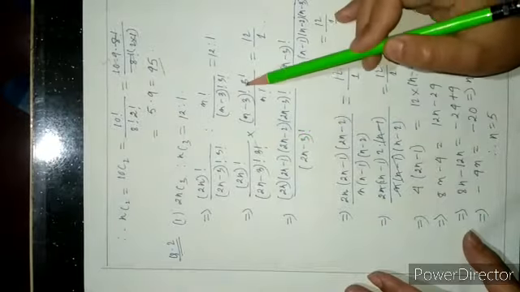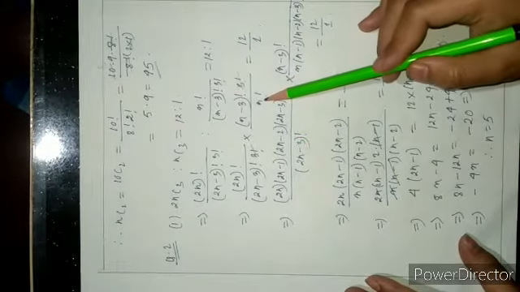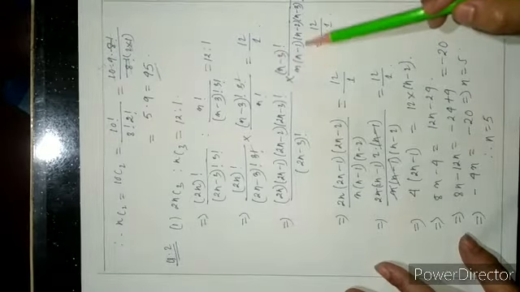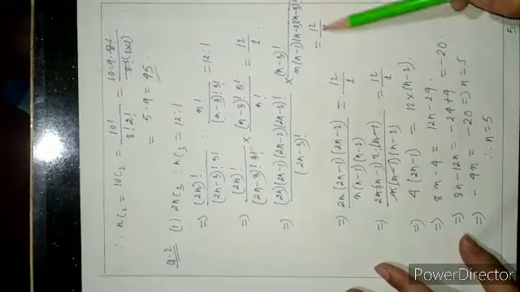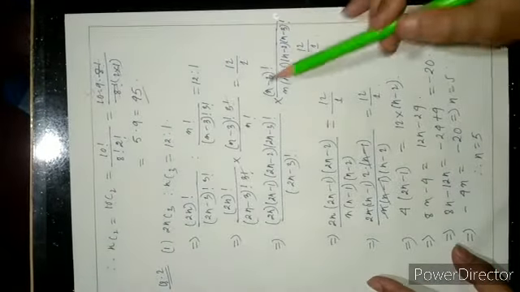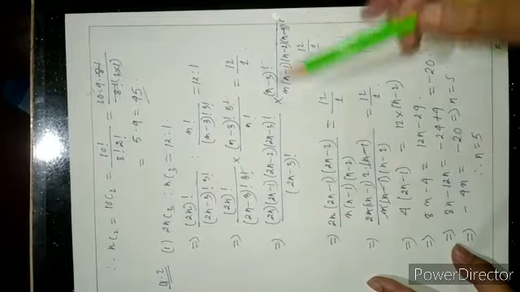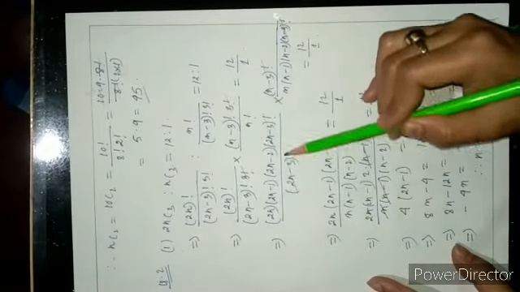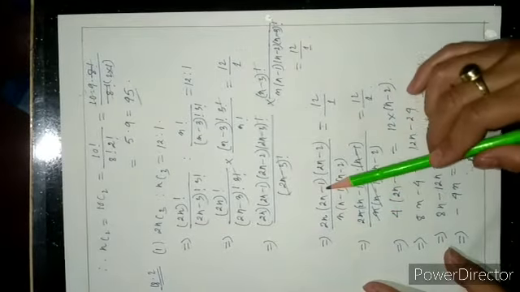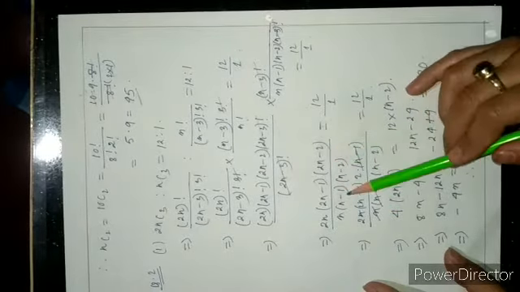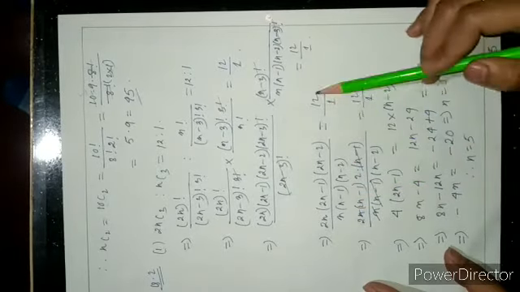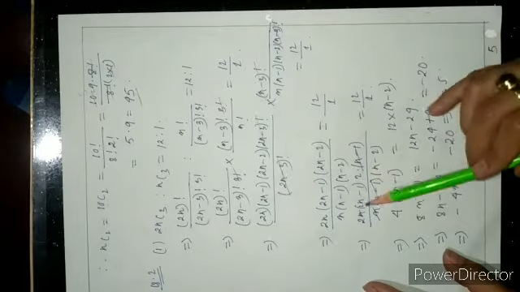Then cancel the 3 factorials. Reduce n factorial up to n minus 3: n times (n minus 1) times (n minus 2) times (n minus 3) factorial, which is equal to 12 by 1. Cancel the (n minus 3) factorial, and the 2 times (n minus 3) factorial terms cancel. This gives 2n times (2n minus 1) times (2n minus 2) divided by n times (n minus 1) times (n minus 2), equal to 12 to 1.